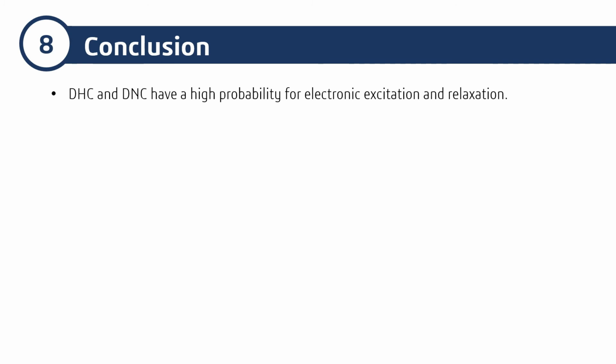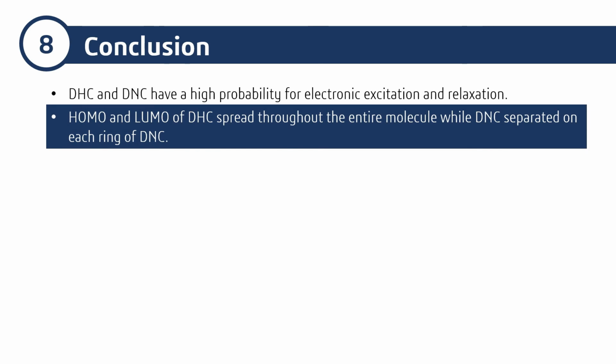Conclusion: DHC and DNC have a high probability of electronic excitation and relaxation between the valence band and conduction band that will result in fluorescent emission. HOMO and LUMO of DHC spread throughout the entire molecule, while those of DNC are separated on each ring, which indicates that DHC has a higher chance for electronic jumping and fluorescent emission. DNC has a lower band gap compared to DHC. This gives DNC a slight advantage in excitation energy and a higher chance for fluorescent emission.